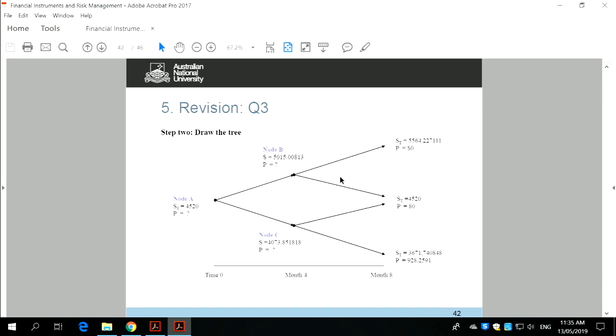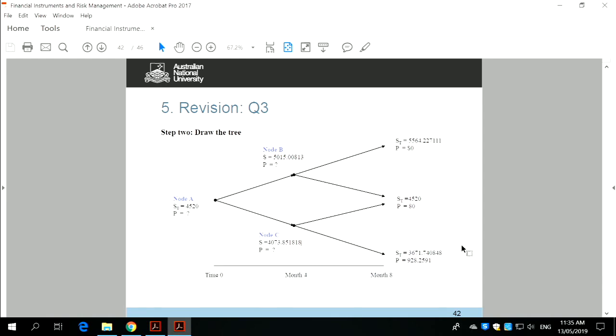All right? So the next step is to draw the binomial tree. So we start with the current level, 4,520 points, and that multiplied by u gives us the points here. And we take this current level multiplied by little d, we get the points down here. Then you repeat the same process to complete the tree, all right?